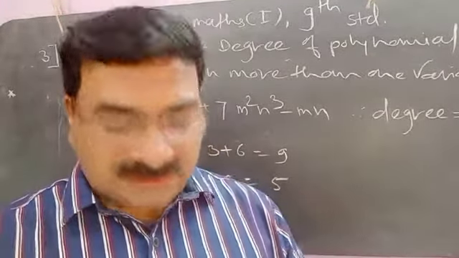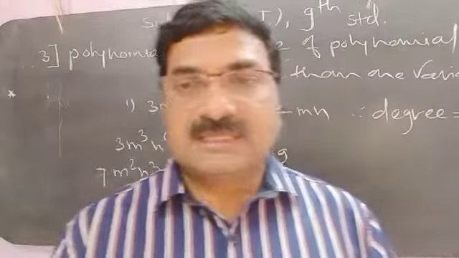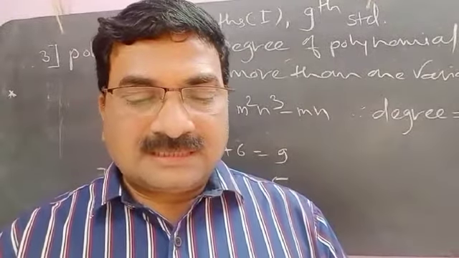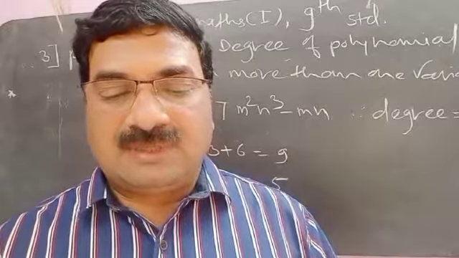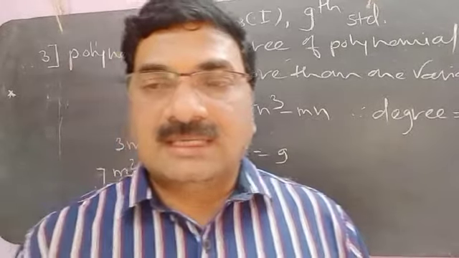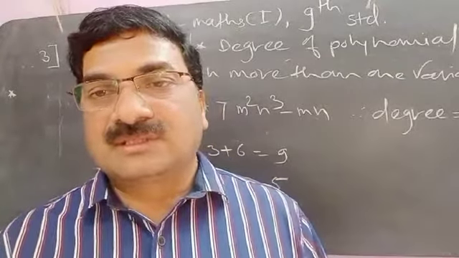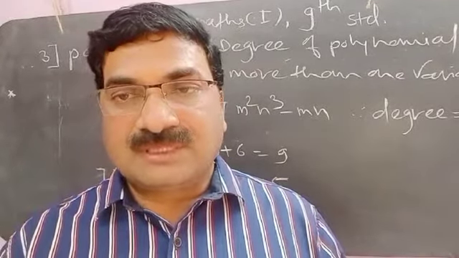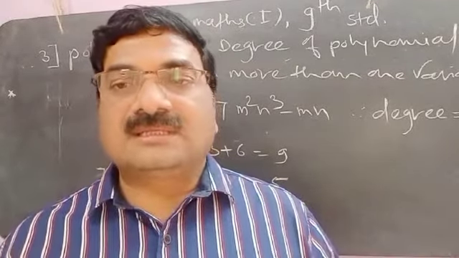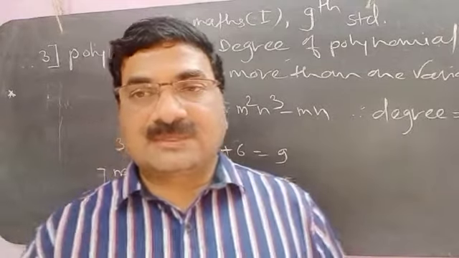Then there is one activity on page number 38. Write an example of monomial, binomial, trinomial on yourself. Monomial means only one term. Binomial, two terms are there joined together by plus or minus sign. Trinomial, three terms are there. Write down examples on yourself.